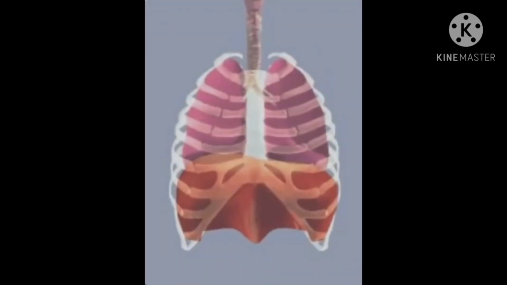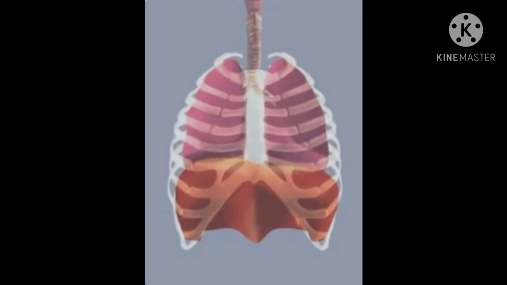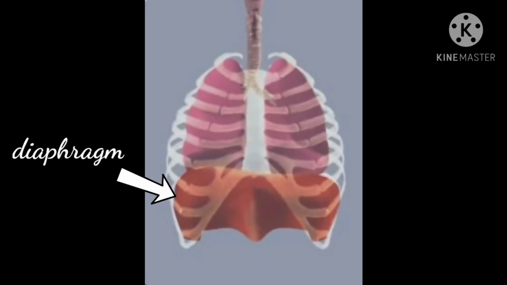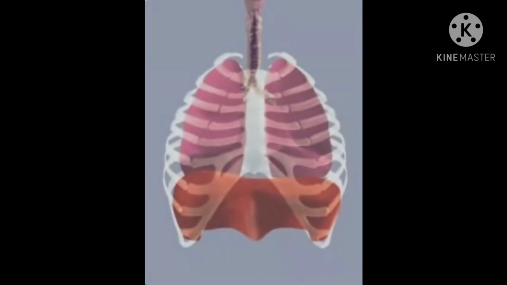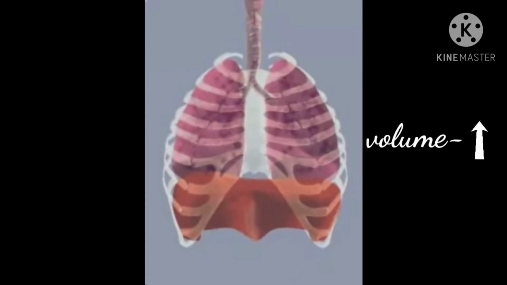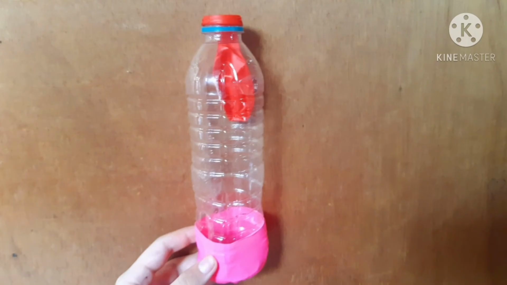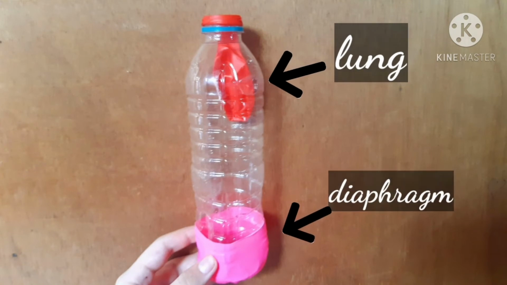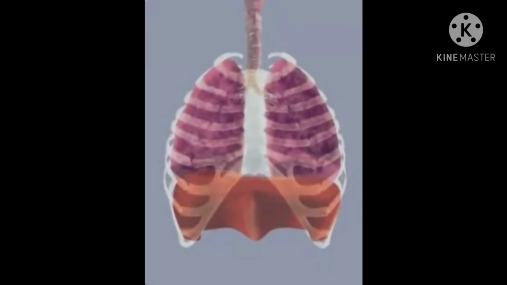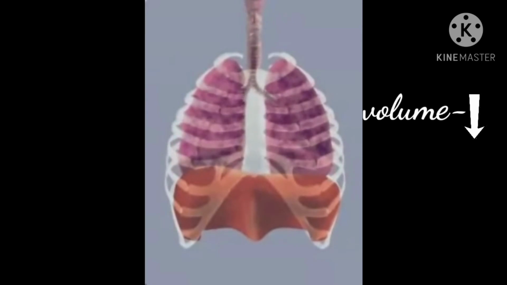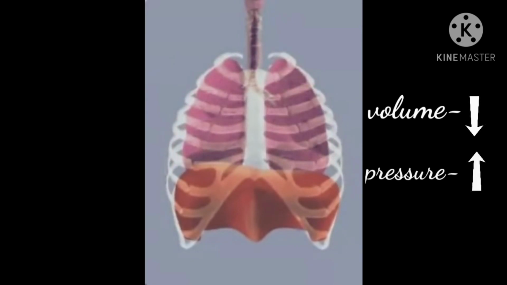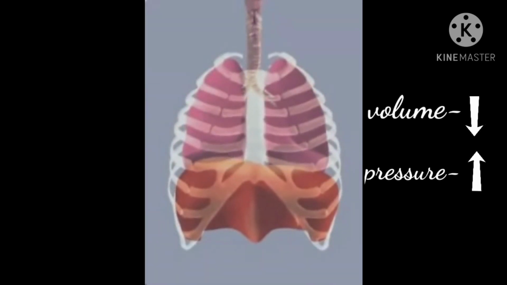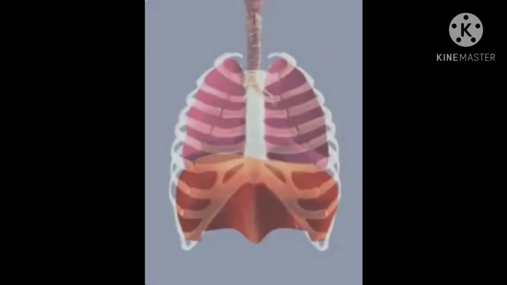This is how our lungs operate. Inside our bodies, at the base of our lungs, there is a membrane called the diaphragm. When you inhale, your diaphragm contracts and flattens out, increasing the volume and decreasing the pressure in your chest. Your lungs are like the balloon and the diaphragm is like the balloon membrane at the base of the bottle. When you exhale, your diaphragm relaxes, which decreases the volume of your lungs and increases the pressure in your chest. And that's why one of the applications of Boyle's law is our lungs.